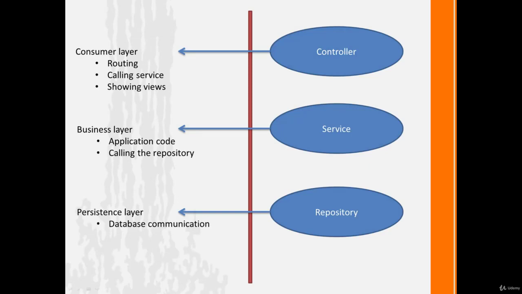So you have something called a controller, right? A controller is something that controls the routes. You usually call it the consumer layer. It also returns the view, showing the view, and it also calls the service.